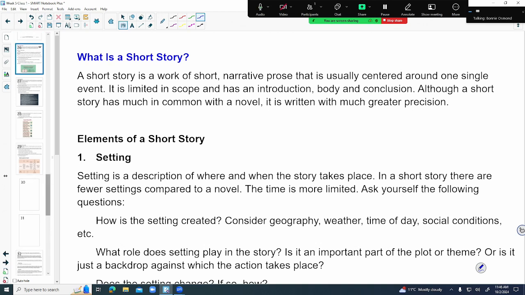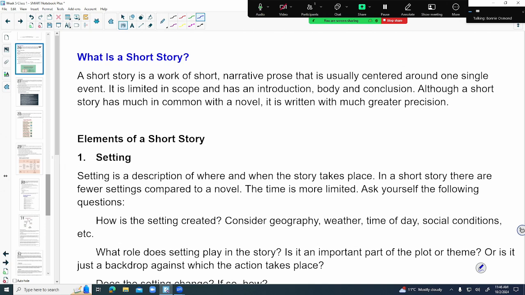Okay, so what is a short story? Basically, it's what it sounds like. A short story is a work of short narrative prose, so narrative means a story, that is usually centered around one single event. Because it's a short story, you can't do too much with it. You want to keep it short, so you have to remember that it is limited in what it talks about.